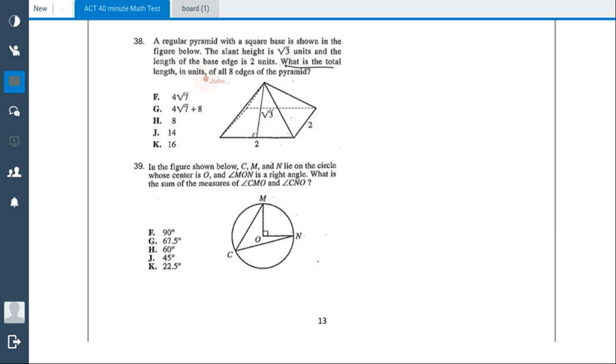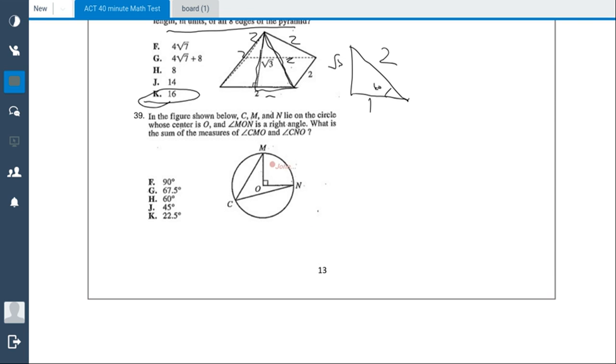I am trying to find the total length of all of the edges. So every one of the edges. So this triangle here would be the same on all the faces. This is a 60-degree angle. This is root 3. This is 1, so that has to be 2. So that means that all of these edges are 2. So you have 4 down there. You have 4 up there. So that would be 16 altogether. So that's K.